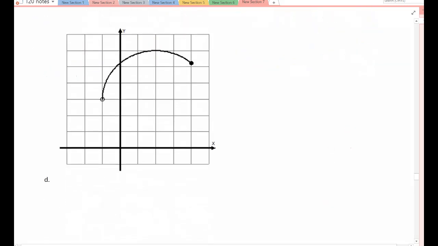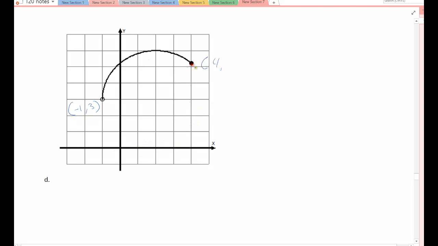Now the last one. So this is the last thing. This one is starting and stopping. It's a piece of a circle is what it is. Alright, so I start here. And if you'll notice, that's an open circle. And then this is a closed circle. And so it starts here at the point -1, 3, and then stops here at the point 4, whatever that would be.